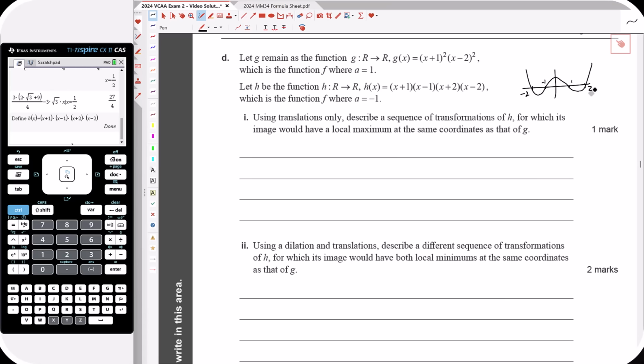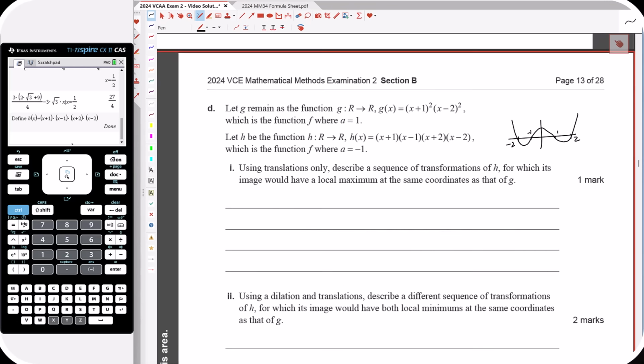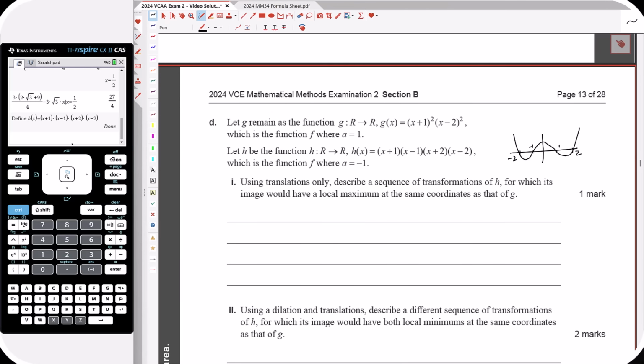So using translations only, describe a sequence of transformations of h for which its image would have a local maximum at the same coordinates as that of g. So we need to think about the local maximum of h. So we can see that it's going to happen when x equals 0. So h of 0 is 4. So 0, 4 is the local maximum.